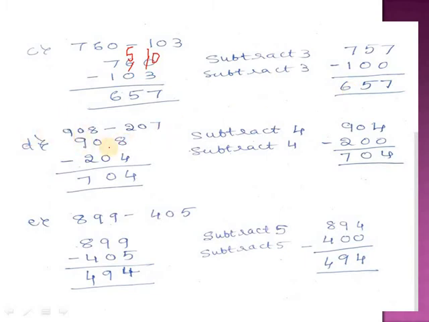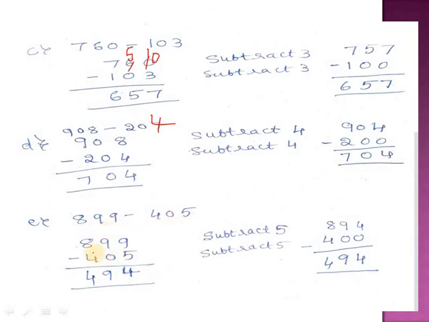Now D. 908 minus 204. 8 minus 4 is what? 4. 0 minus 0 is 0. 9 minus 2 is 7. Now subtract 4 from this one. 204 minus 4, what will it become? 200, isn't it? So 908 subtract 4. If we subtract 908 minus 4, you will get 904. 204 subtracted with 4, you will get 200. So now subtract: 4 minus 0 is 4. 0 minus 0 is 0. 9 minus 2 is 7. So this is the answer.